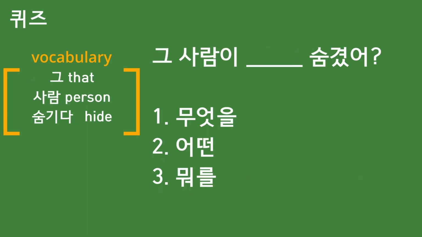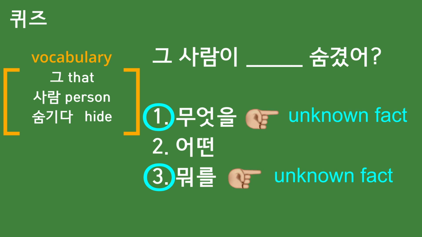The next question. 그 사람이 숨겼어? The answer is number 1 and 3. The sentence means, what did he hide? It's a question asking about a known fact.